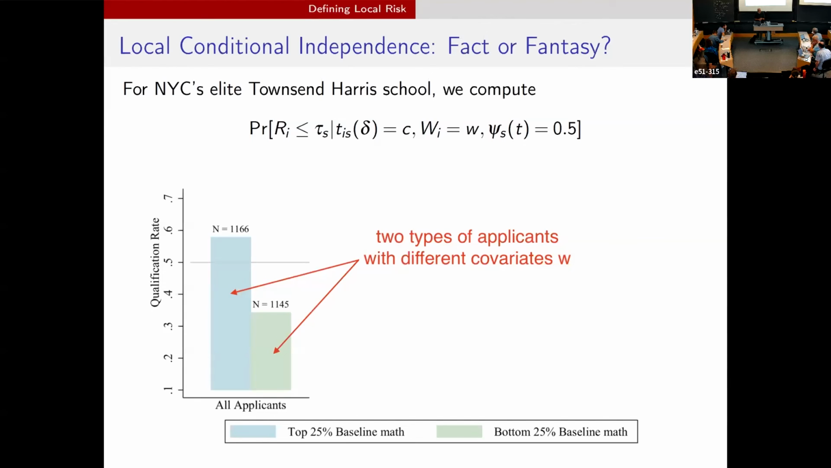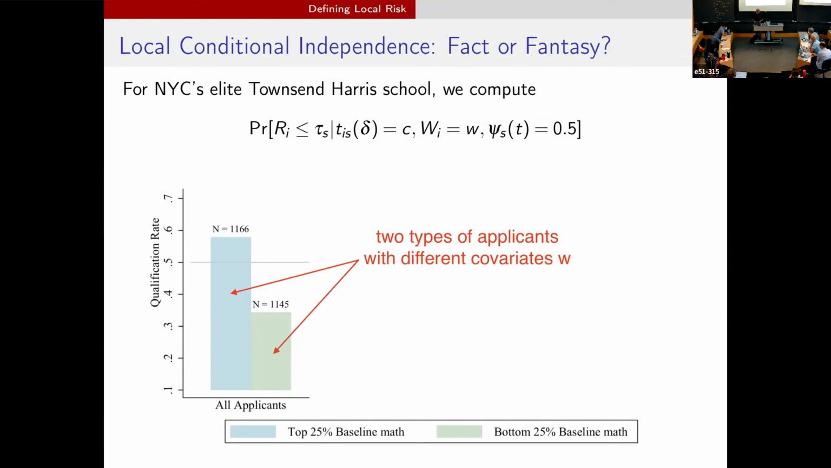The left column are applicants who are in the top 25th percentile of their baseline math score distribution. So these are high achieving kids at baseline. On the right, in green, are the bottom 25% baseline math. Now, Townsend Harris admits students based on a test score, but also other things. Because it's based on a test score, the baseline score here is different than that test score. But what you see is if I have a higher baseline score, I'm more likely to qualify for Townsend Harris, as you would expect.